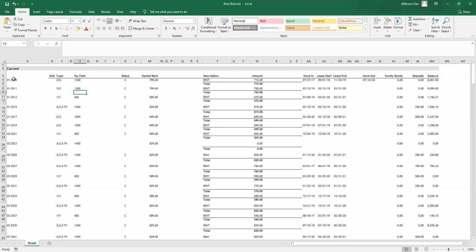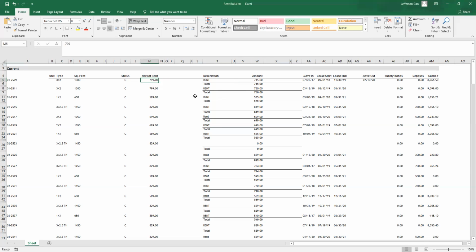As you will see, these are the unit numbers. Then you will see the unit type, like a 3 bed, 2 bath, 1 by 1 is 1 bed, 1 bath. Then this is 3 TH, usually a townhouse. Then this is the current rent, let's say 715. Then this is their market rent.